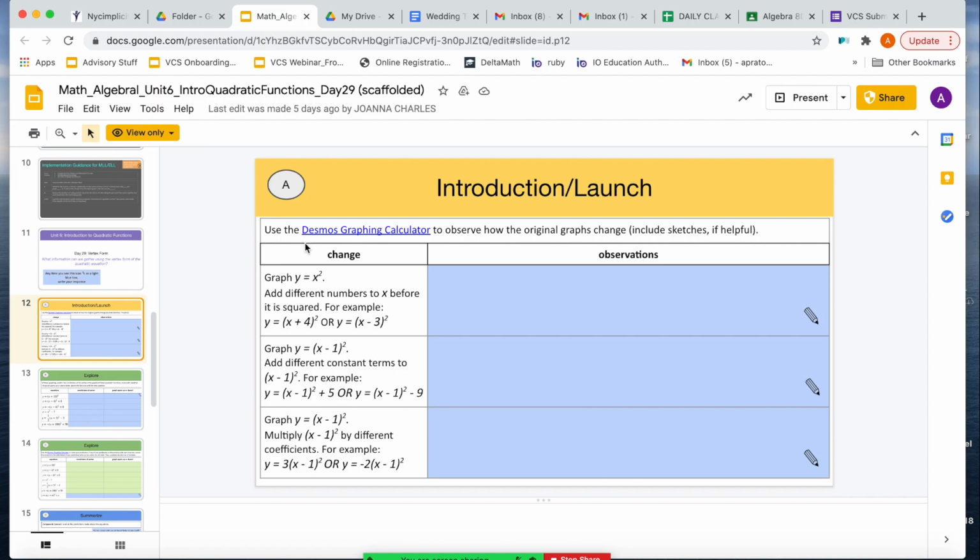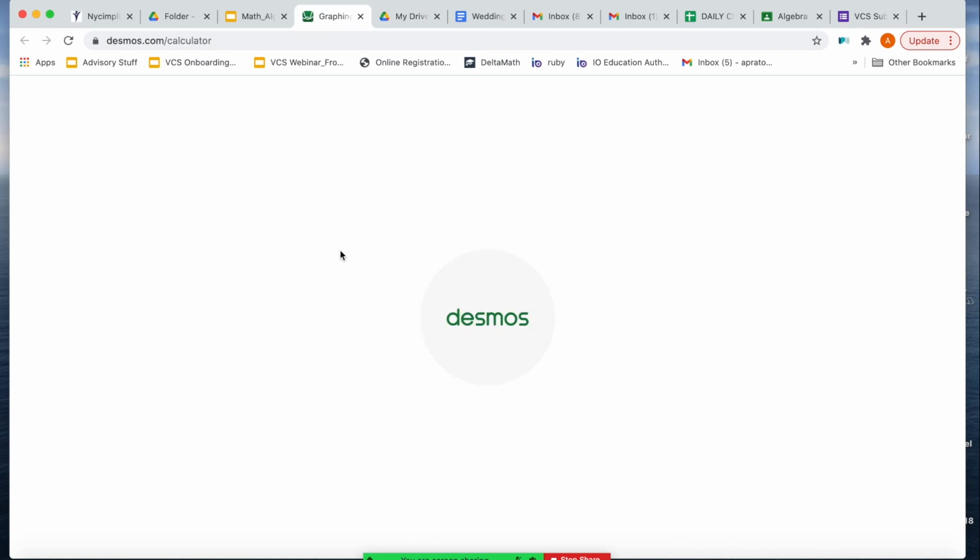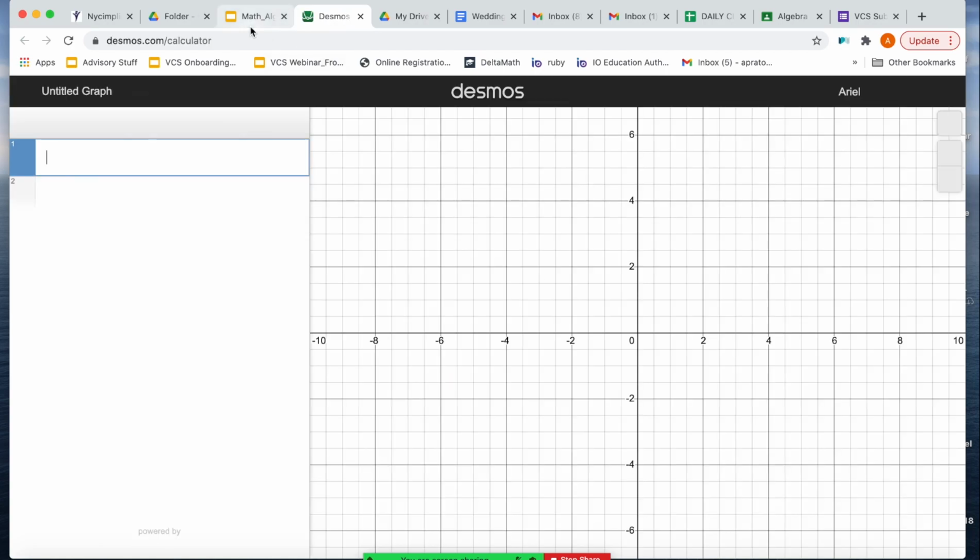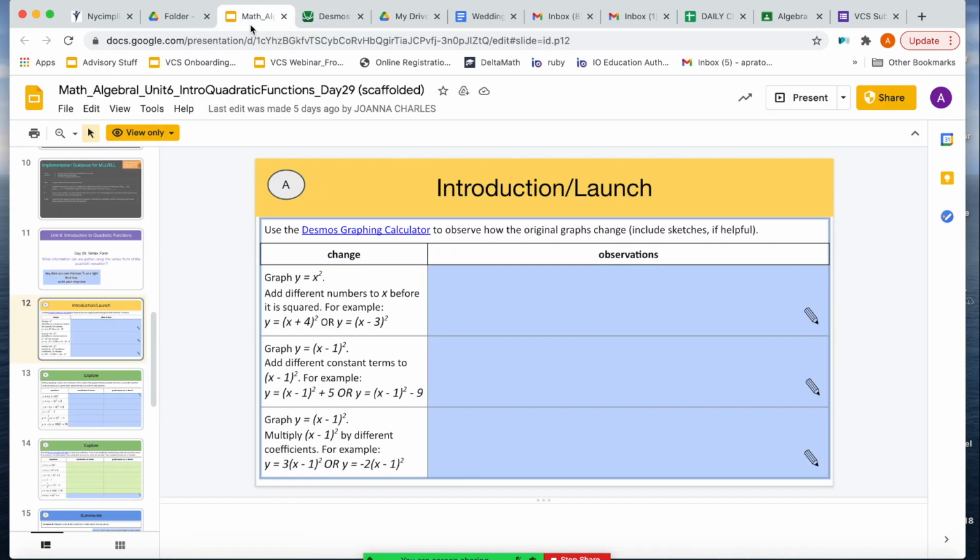And we're going to use the graphing calculator. So everyone can go ahead and click Desmos graphing calculator and open that up, and you can follow along on your own calculator as we work through these. The first question says, graph y equals x squared and add different numbers to x before it is squared. And we have two examples. So let's go ahead and do that now.